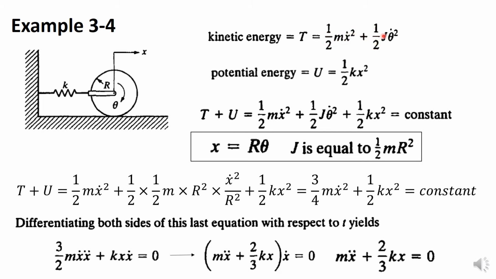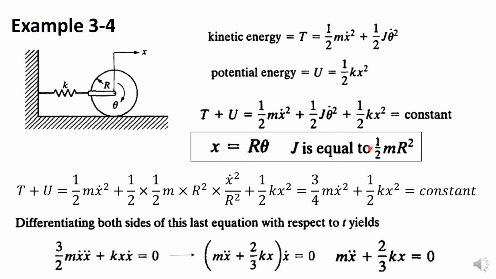So it will be 1/2 m x dot squared plus 1/2 J theta dot squared. And our potential energy will be just from the spring, so it will be 1/2 k x squared. And we don't have any external force, so T plus U should be equal to a constant. And this will be the whole term. And we know the x, the translation here, should be equal to R multiplied by theta.